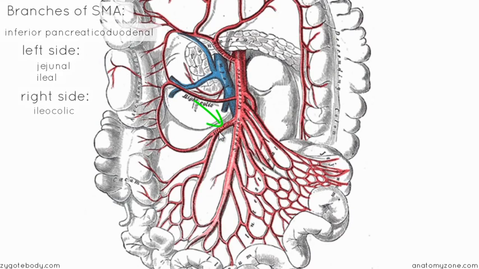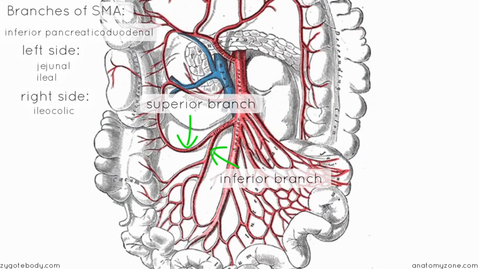So this is called the ileocolic artery, and this is the most distal branch of the SMA. And as you can see here, it has two branches. So the ileocolic branch splits into a superior branch and an inferior branch. So the inferior branch is a bit more complicated because it has four branches.